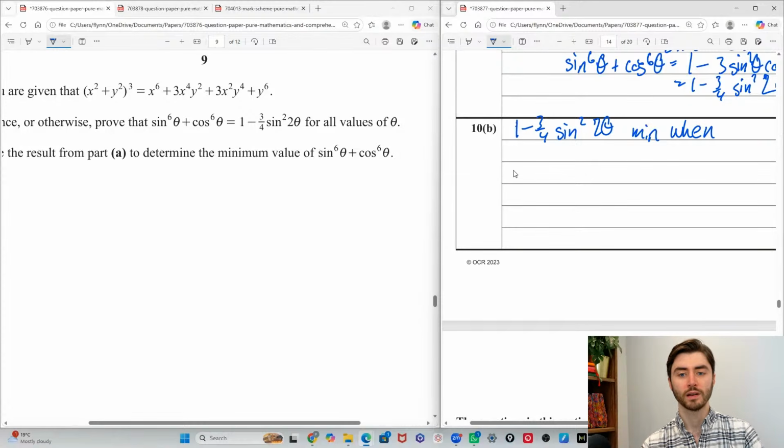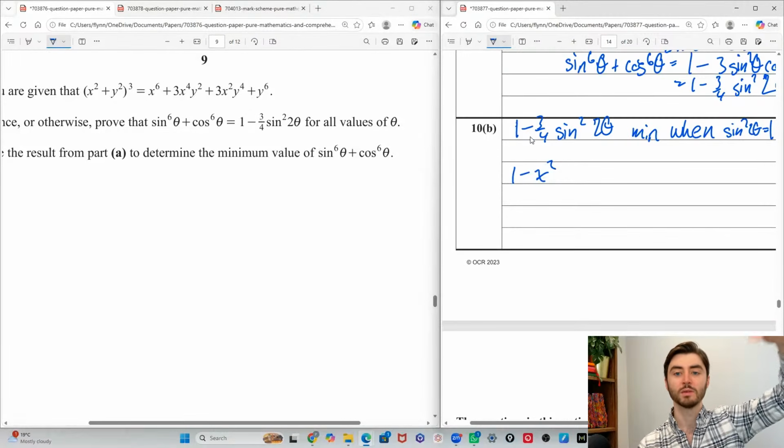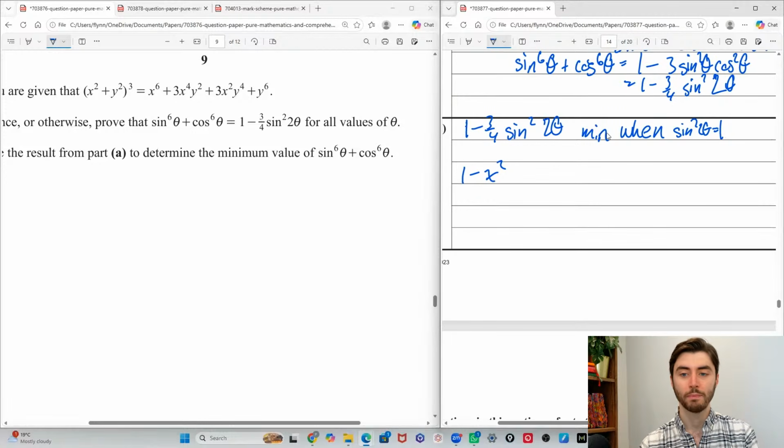So let's consider a 1 minus x squared type graph. We know that sine lies between -1 and 1, so sine squared lies between 0 and 1. So this is a minimum when we're subtracting the maximum. That's when sine squared of 2 theta is equal to 1, because that's the biggest this can ever get, so it's the most I can ever subtract. And when that happens, that's equal to 1, so the minimum is just a quarter.